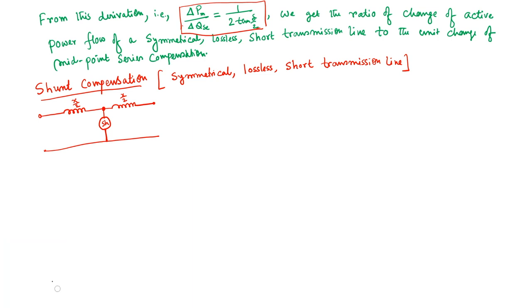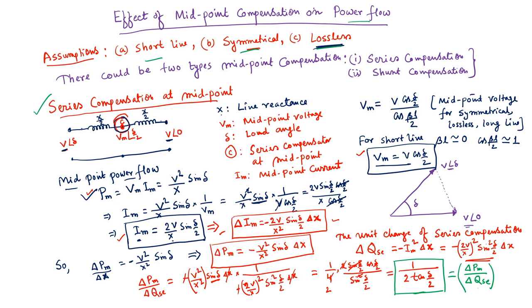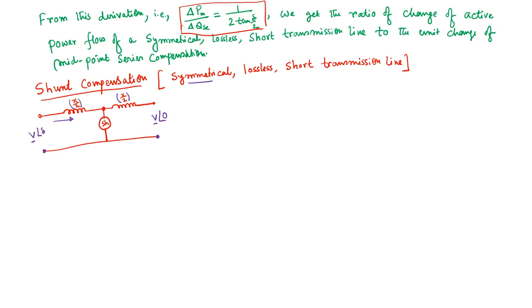Okay. Now, suppose the voltage at the sending end side is V at an angle delta, and the voltage at the receiving end side is V at an angle 0. Since it is a symmetrical line, we consider the voltage magnitudes at the sending end and receiving end to be the same, and this x by 2 and x by 2 are the line reactance, which I already discussed in the last slide, that this x represents the line reactance. Now, we need to see what would be the effect of this shunt compensator placed at the midpoint on the power flow through this line. Okay. So, that is what we are interested to find out.